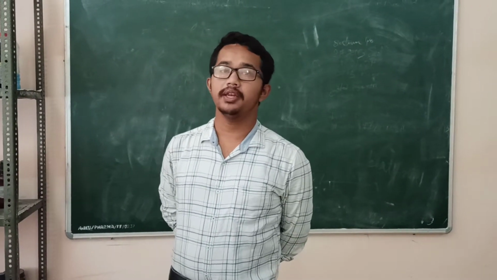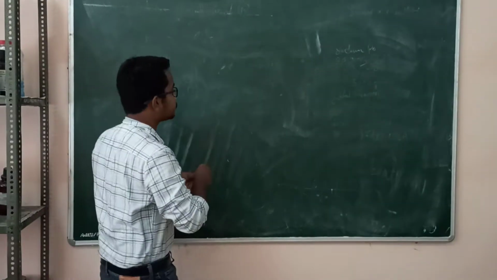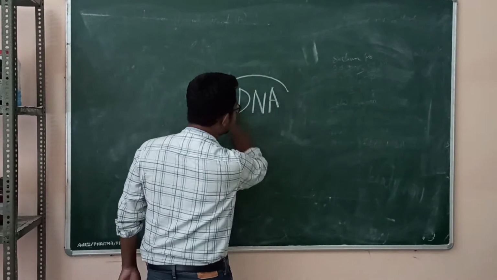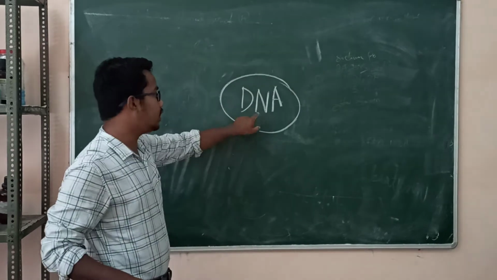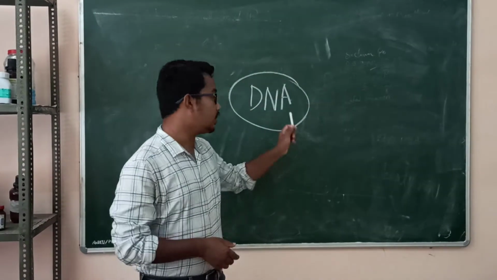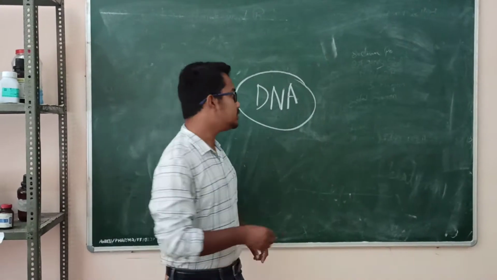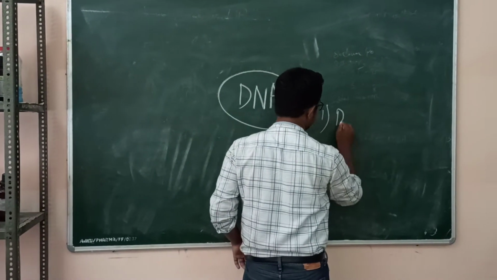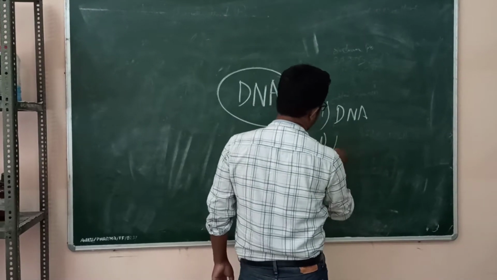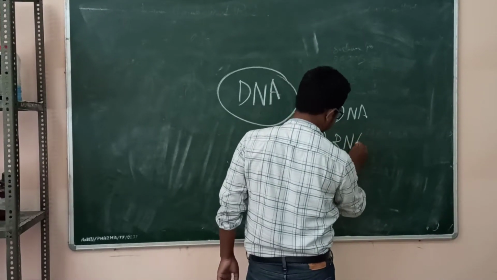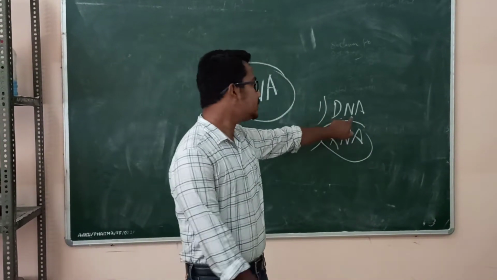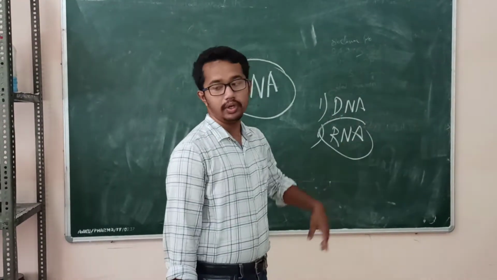Today I am going to explain the basics of DNA. What is DNA? Full form of DNA is deoxyribonucleic acid. Okay? As we all know that our cells contain two types of genetic material. First one is DNA and another one is RNA. Full form of DNA is deoxyribonucleic acid and full form of RNA is ribonucleic acid.